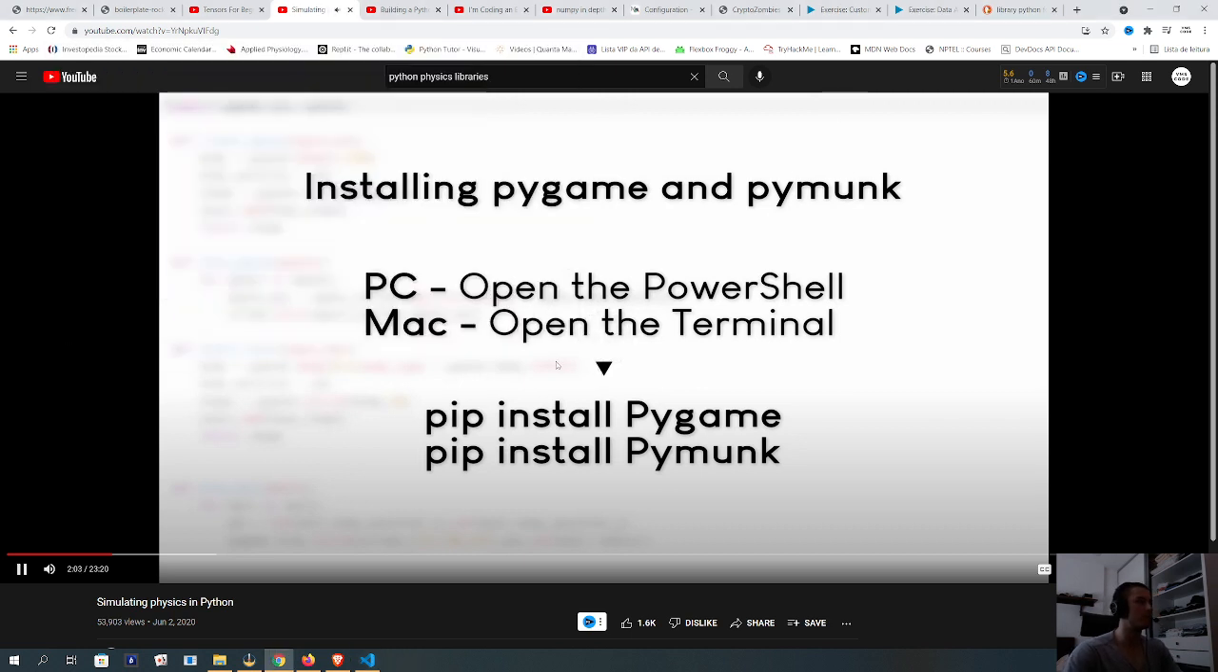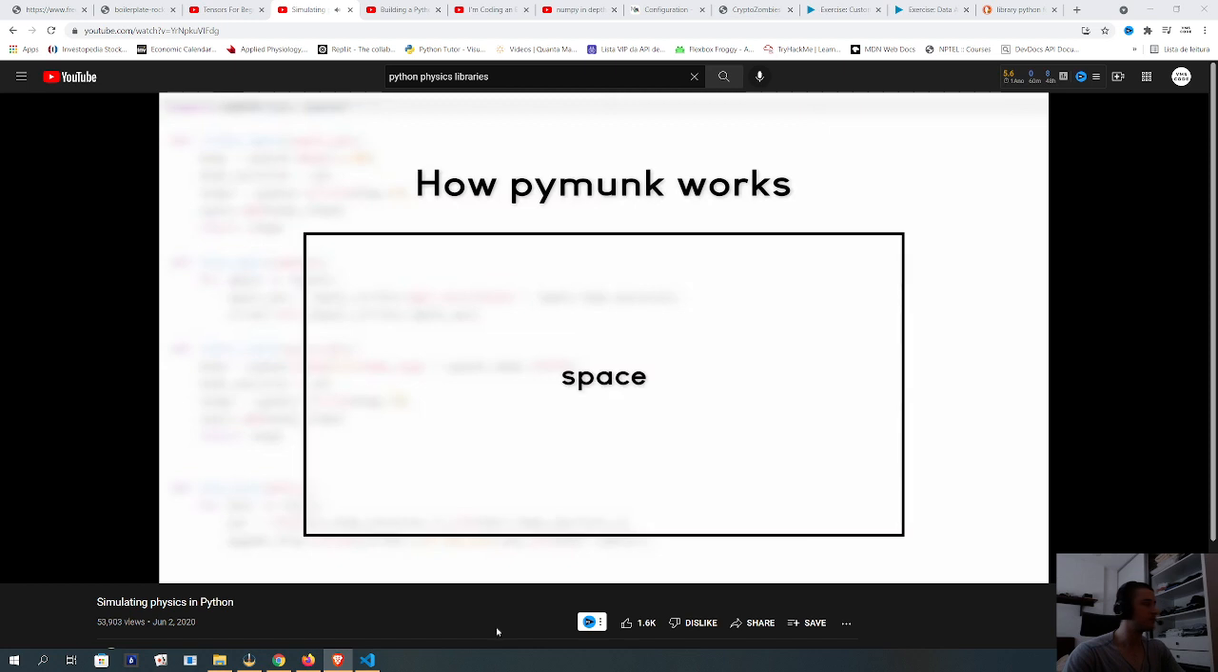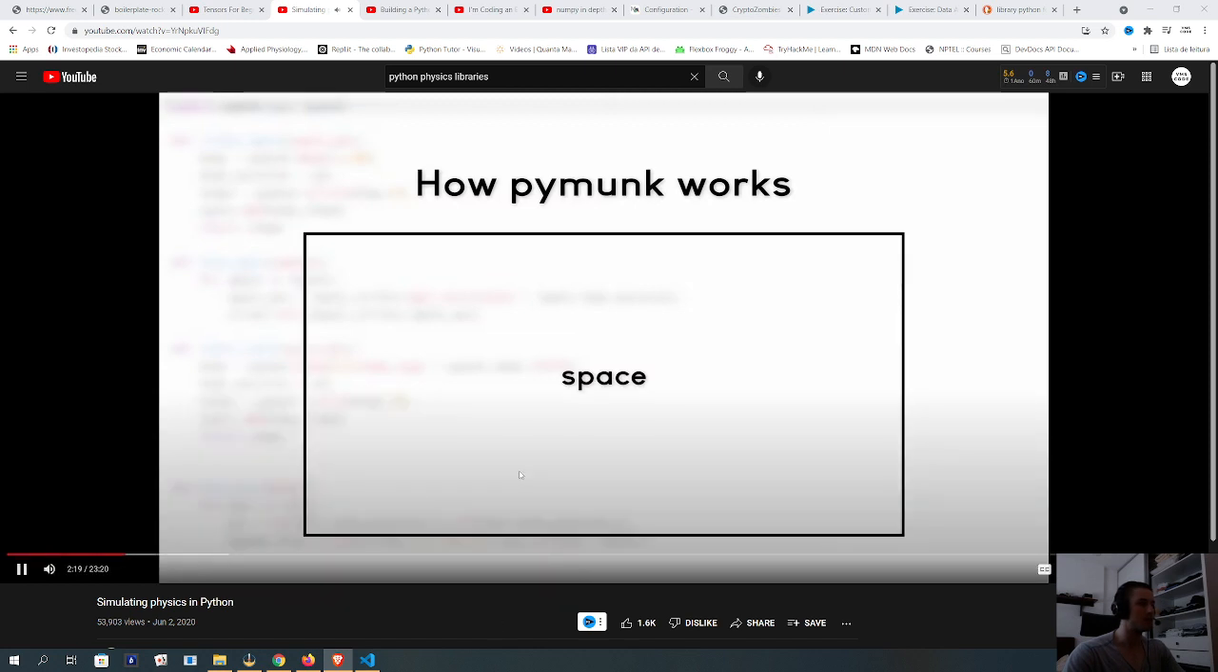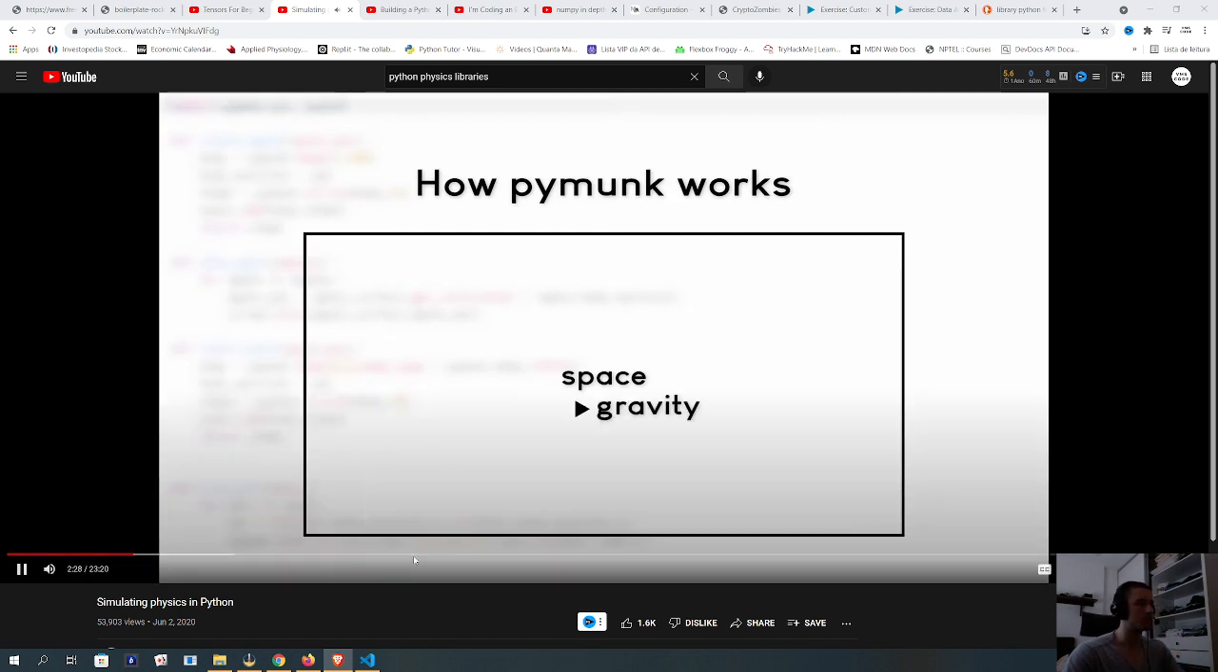Once that is done, you can use them like any other library in Python. So you just need to type import and import the relevant module you want to have. Let's actually talk about how PyMunk works. The first thing we need for PyMunk is to create what is called a space. And a space is just an area where physics is being calculated. So we are basically creating a universe with our own physical laws. And the one physical law that is relevant for us in this case is gravity. So we create a space with a gravity.